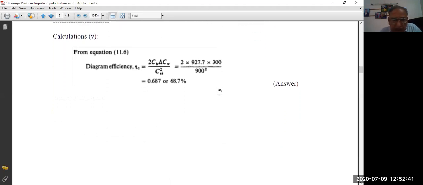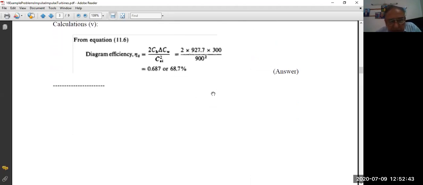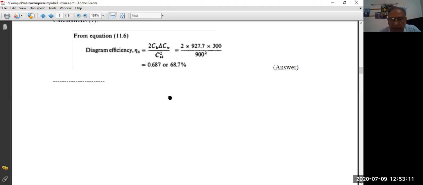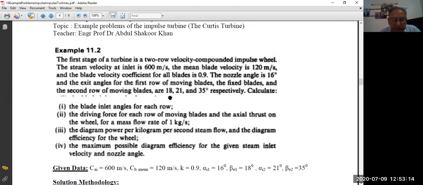Now part 5 of the question is equation 11.6, diagram efficiency. CB multiplied by delta CW is the work output, or work done by the steam on the blade, divided by the kinetic energy of the steam coming out of the nozzle, that is CAI square by 2. So 2 will go up and CI square will remain in the denominator, and we get the answer 0.687 or 68.7%. With this, we have finished this calculation, and now let's go to another example, 11.2.